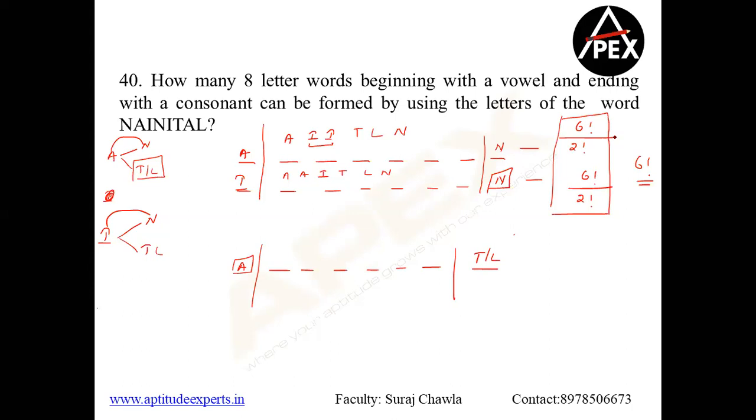If I'm adding 6 factorial by 2 plus 6 factorial by 2, then what do I get here? I get 2 times 6 factorial by 2, right?